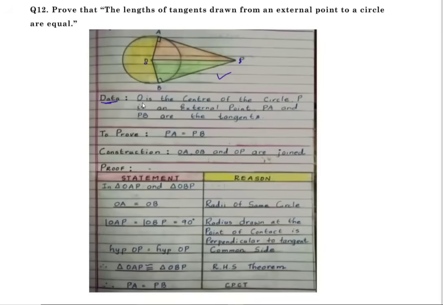So what are the data? O is the center of the circle. P is an external point. PA and PB are what? They both are tangents. Students, a theorem we should always prove by looking at the figure.